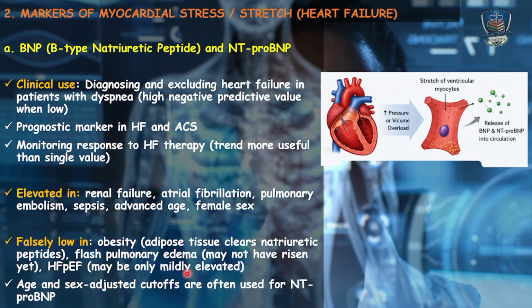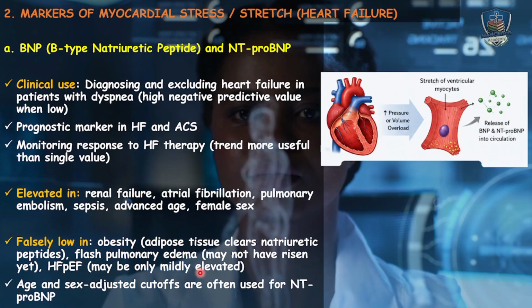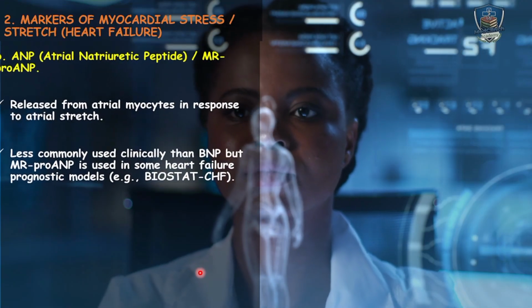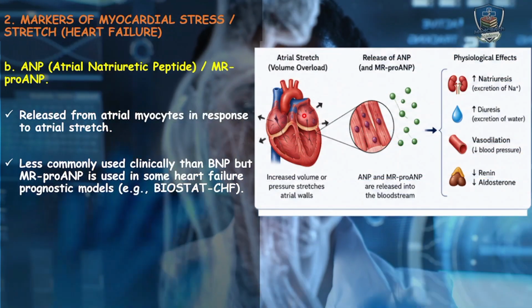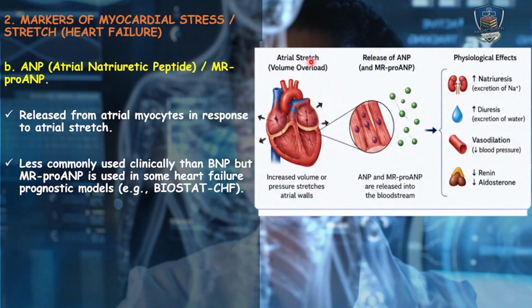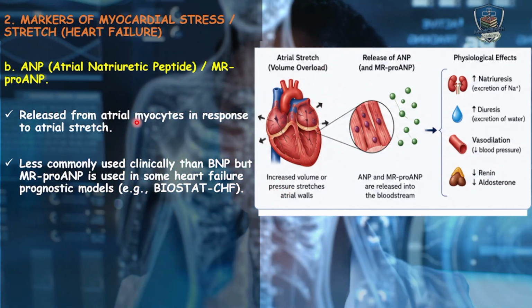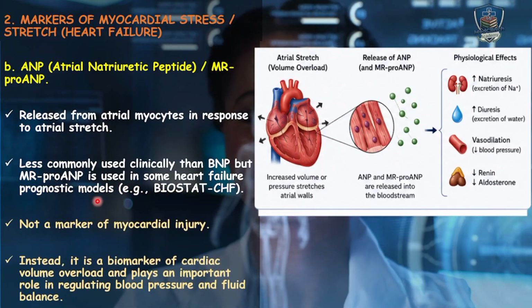So apart from BNP and NT-proBNP, we also have ANP, the atrial natriuretic peptide. This one is always released from atrial myocytes in response to atrial stretch. This one does not indicate a pathology. It tends to be released when the heart is trying to respond to an increased blood pressure.